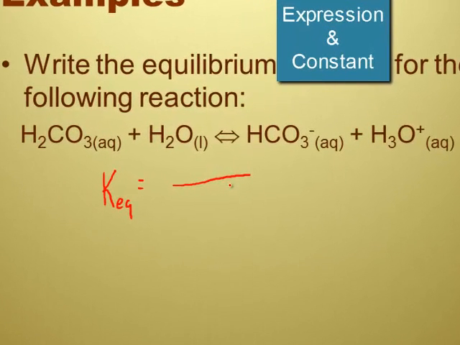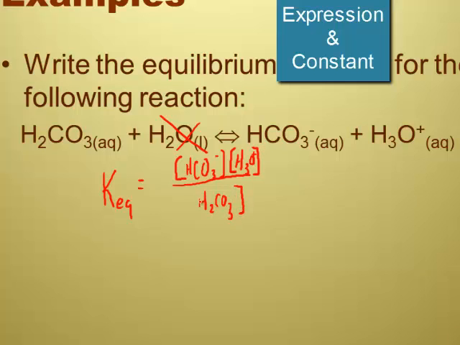Wait, now is it a homogeneous reaction? No, it's not, because I have a liquid here. So I don't include the pure liquid. I do include the products, though. It's going to be products over reactants. So I'm going to do the concentration of the bicarbonate ion times the concentration of the hydronium ion, over H2CO3, so I need to write that there. And they're all to the first power. So that's the equilibrium expression, and given equilibrium concentrations, we can calculate the equilibrium constant.